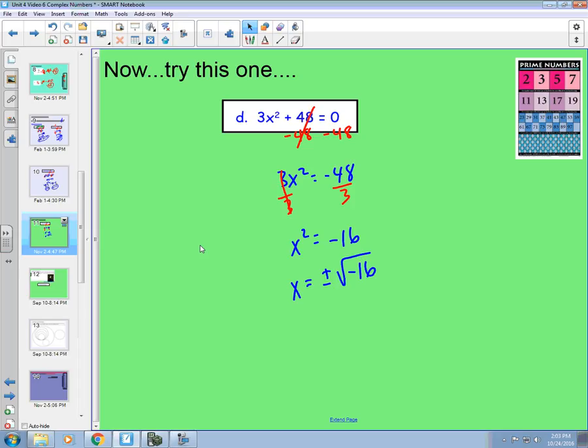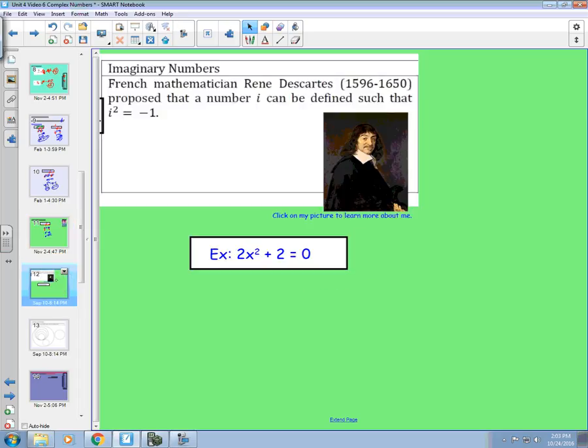Now, there is a way to do this, and this is the other part of the lesson that we're going to be looking at. A French mathematician back in the 1600s looked at whether we could still do a problem like that. So what he said is, let's come up with a number where if you square it, it equals negative 1. He used the letter i. I don't know why he picked i, but he said i squared is going to equal negative 1. What that means is if we take the square root of both sides, i would be equal to the square root of negative 1.